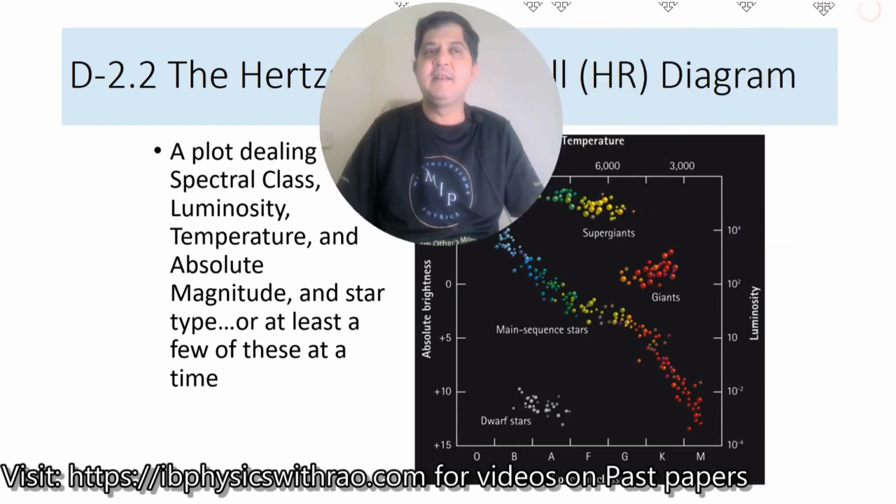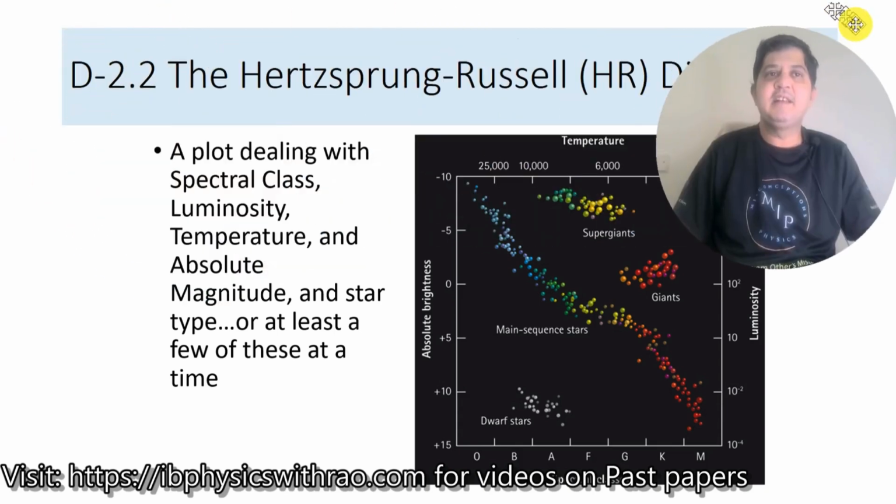Thus you see the HR diagram is a plot dealing with the spectral class, luminosity, temperature, absolute magnitude, and star type. A few of them can be represented by the same type. At the same time, there are some super giants, and so on. This tells you about the cluster of stars which has the same type of property.